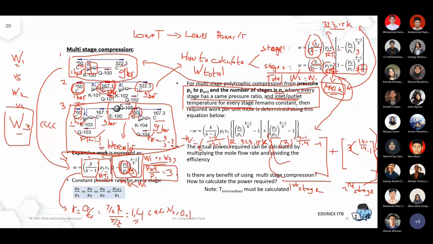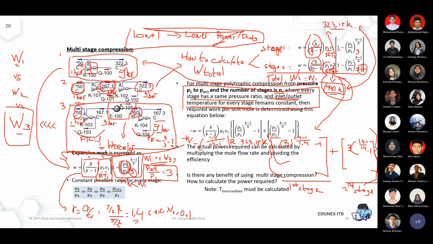Okay, that's why in a lot of applications in gas compression, especially in oil and gas, because it consumes a lot of electricity, we will try to cool down the temperature of the gas as low as possible before we send it to the compressor. The idea here is to lower the power and the duty. Okay.